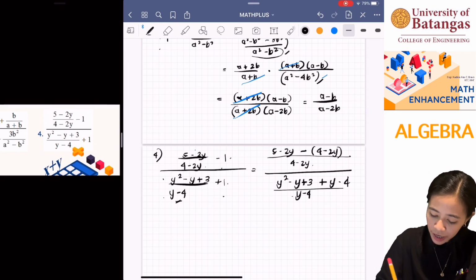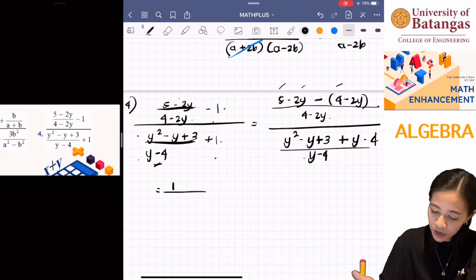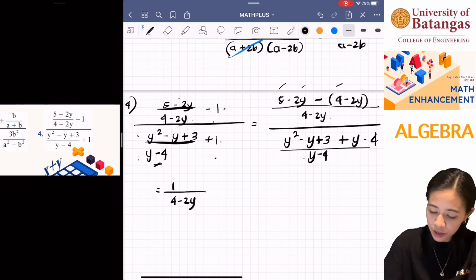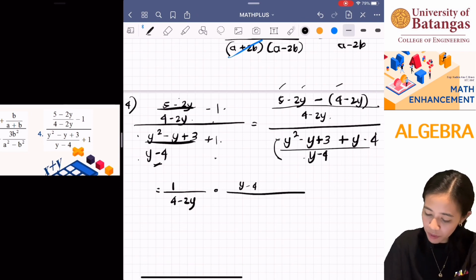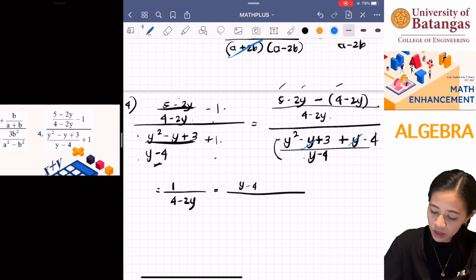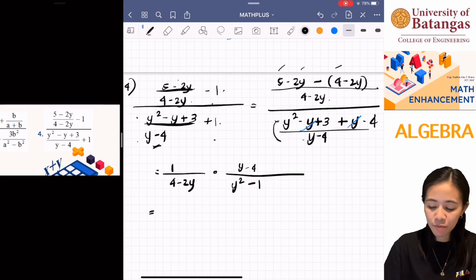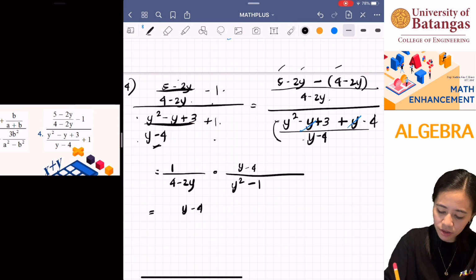Okay? Simplifying, ito na lang. So, that would be 5 minus 4, that's 1. Negative 2y plus 2y. So, 1 na lang, all over 4 minus 2y. Okay, multiply that to the reciprocal of this. So, I get y minus 4 all over. Simplifying, you have what? This will be cancelled. Okay, and then you will get what? Negative 1. So, you'll get y squared minus 1. Okay, which means, simplifying, that would be y minus 4.